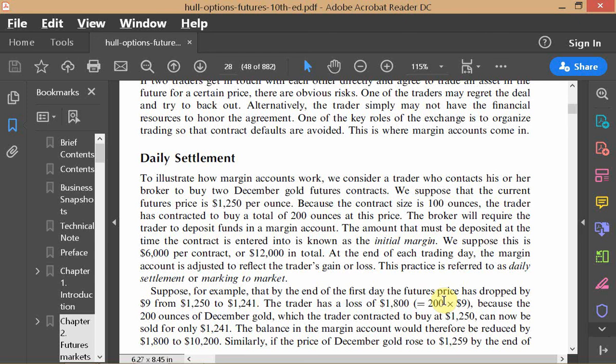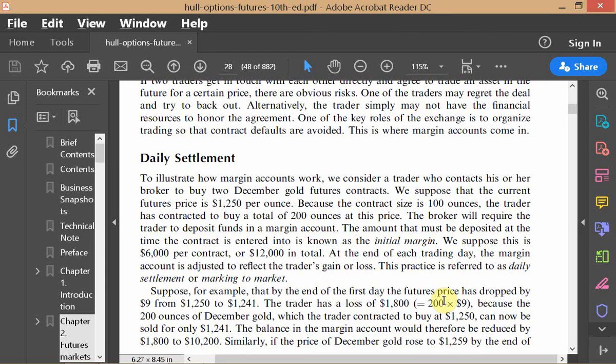Each contract, is anyone able to follow the calculation here? Each contract is for 100 ounces. The COMEX gold contract, which is part of the CME Group now, everything has a contract size associated. It could have been 1,000 ounces, or 50 ounces. They have chosen to make it 100 ounces. That's just a choice. The contract size is 100 ounces.